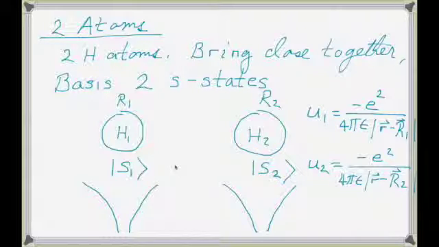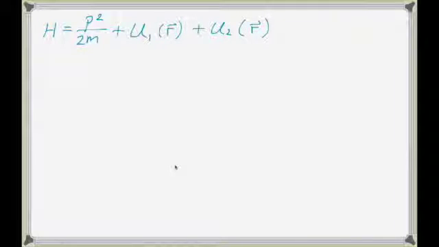Okay, so this is it. We have our potential. Schrodinger's equation, we just have the kinetic term, p squared over 2m plus the potential, and we just wrote down what our potential is. So our full Hamiltonian, H, is just p squared over 2m plus the potential due to proton 1 plus the potential due to proton 2.